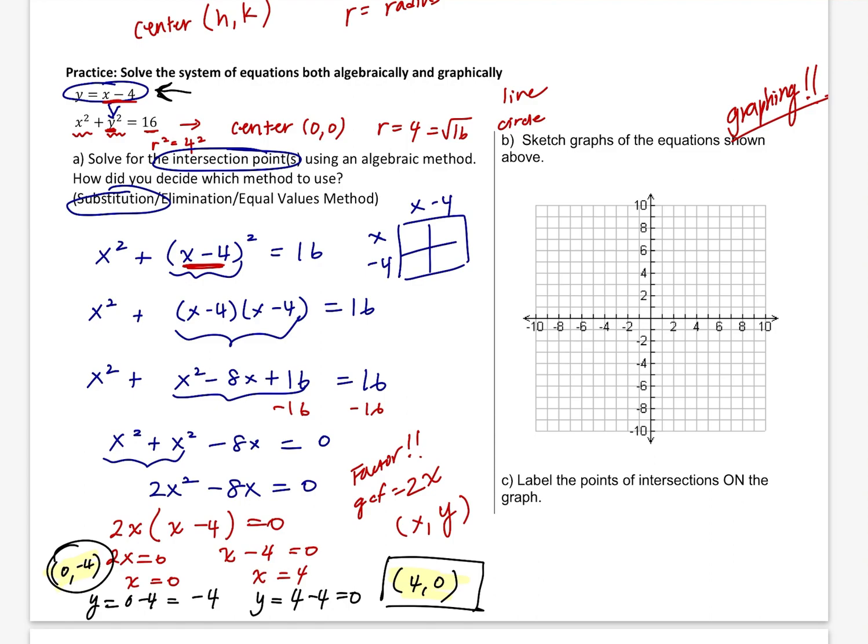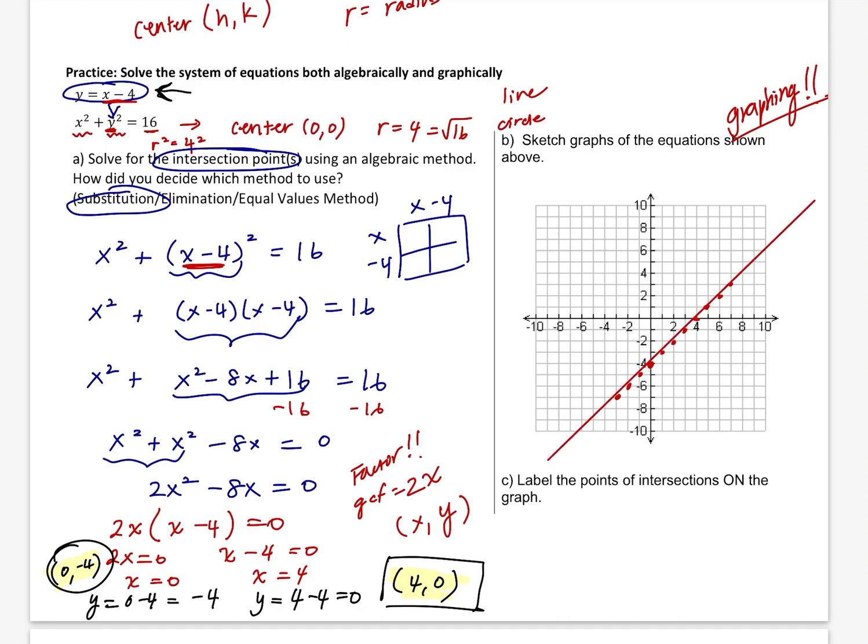So let's do it. Let's start with the line. The line is going to have a y-intercept of negative 4, slope up 1, right 1. So let's draw the line going this way. Here's my line. And there we go.